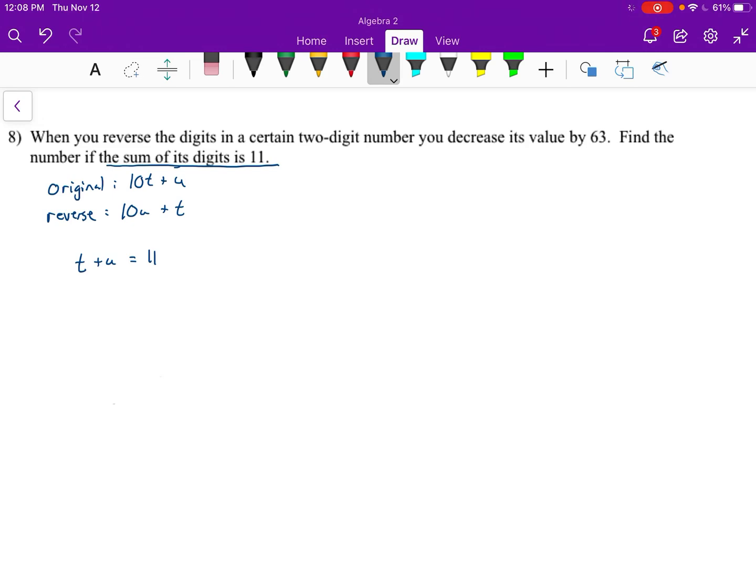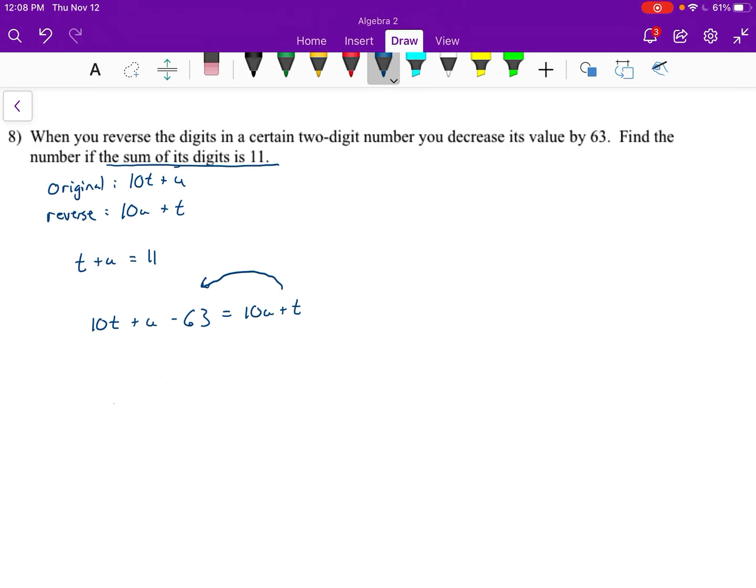So if you take the original and subtract 63, that will be the new or the reverse digit one. Or maybe it's easier to think this way. The reverse is the original minus 63 because you're decreasing the value of it. So you're taking your original, decreasing the value by 63, is going to give you the new.